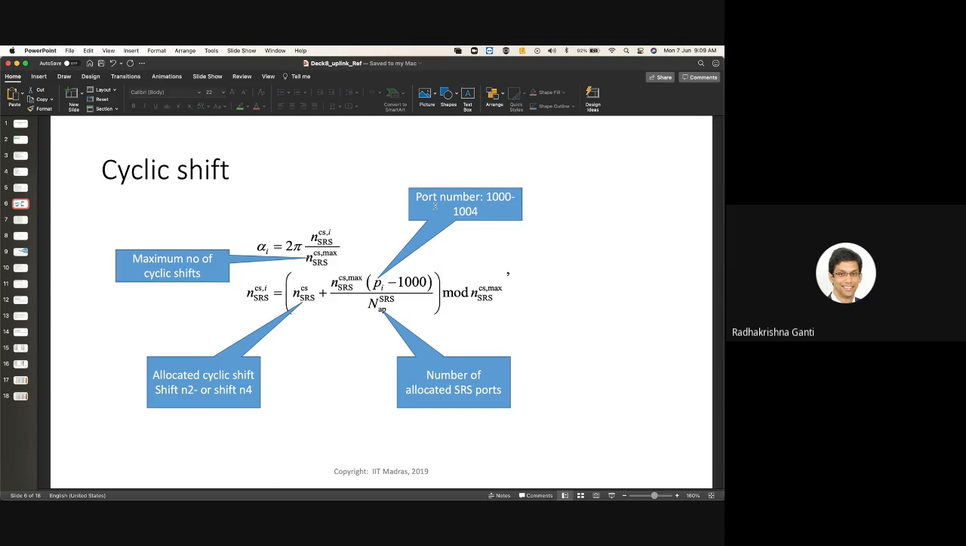Remember when we were doing CSI-RS, you kept orthogonality between the ports by using the CDM group. So here you are using the cyclic shifts to keep orthogonality between the different SRS sequences that you choose. I'm not going to go into the details, and of course you can read the very specific things in the spec. What I'm going to emphasize is that each port has a different cyclic shift.